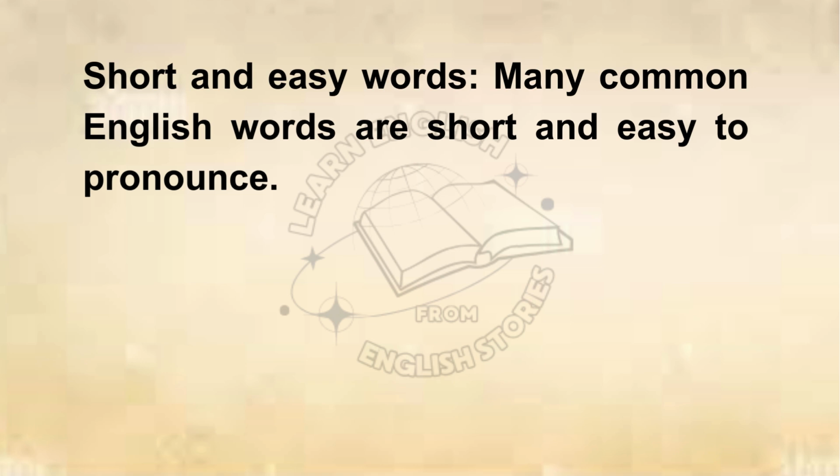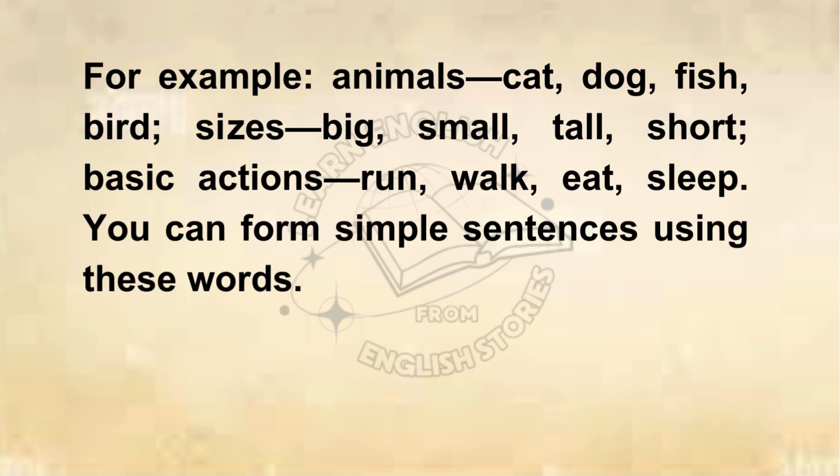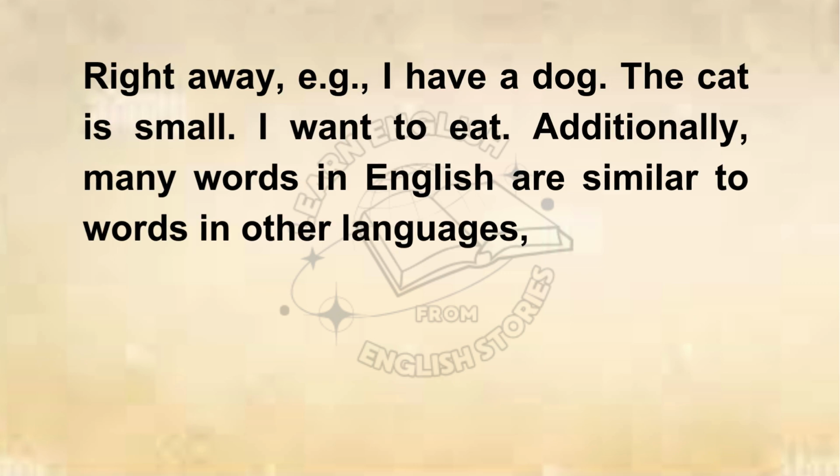Short and easy words. Many common English words are short and easy to pronounce. These simple words help beginners start communicating quickly without feeling overwhelmed. For example, animals: cat, dog, fish, bird. Sizes: big, small, tall, short. Basic actions: run, walk, eat, sleep. You can form simple sentences using these words right away, e.g., I have a dog. The cat is small. I want to eat.